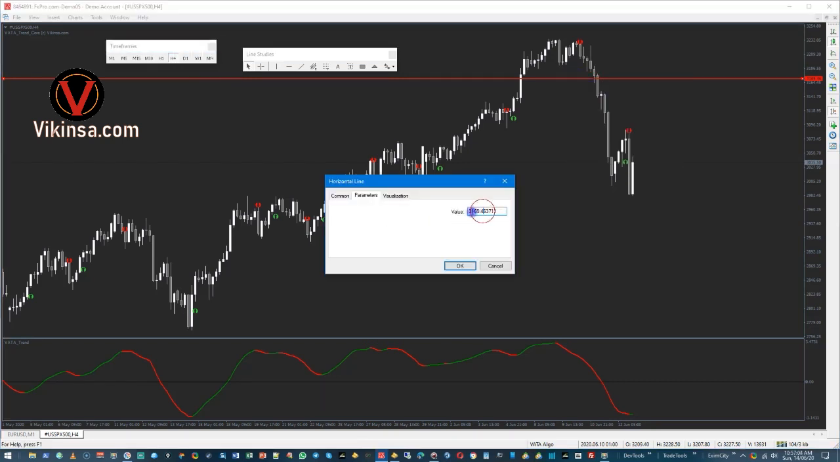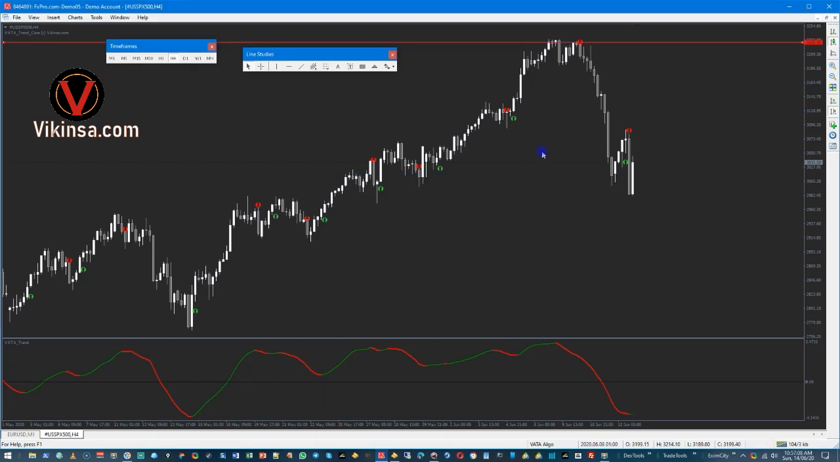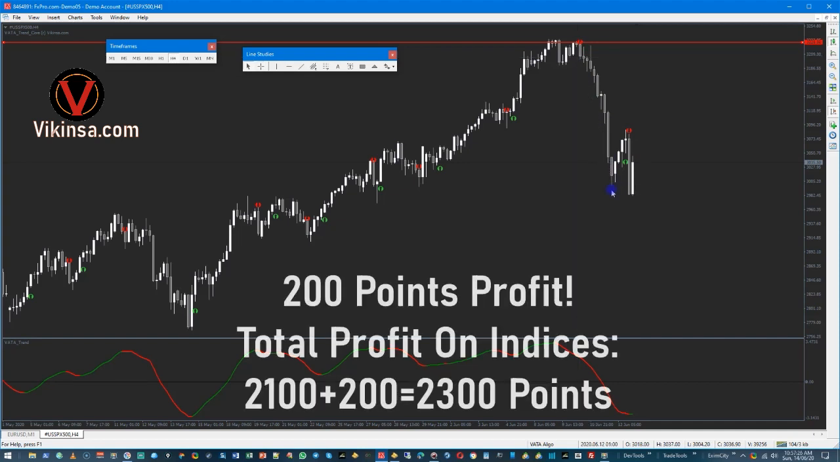We'll just change that to 228, and we can see right there that VATA Trend was able to identify a change in the trend. The market has turned into the bearish category now, and there was an indication. So based on this, we could have actually entered the market and we could have profited this much, right?